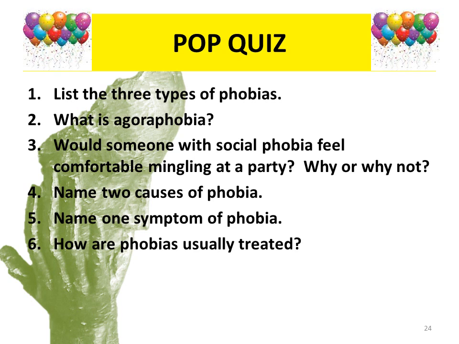Number 1, list the 3 types of phobias. Number 2, what is agoraphobia? Number 3, would someone with social phobia feel comfortable at a party? Why or why not? 4, name 2 causes of phobia. 5, name 1 symptom of phobia. And 6, how are phobias usually treated? I will give you 10 minutes to complete your pop quiz.